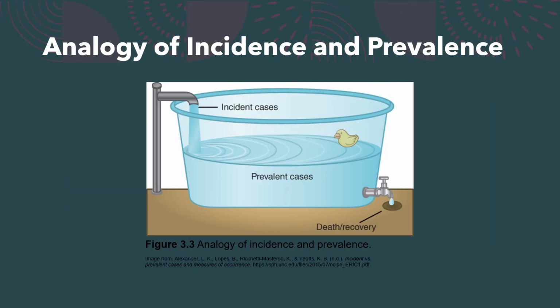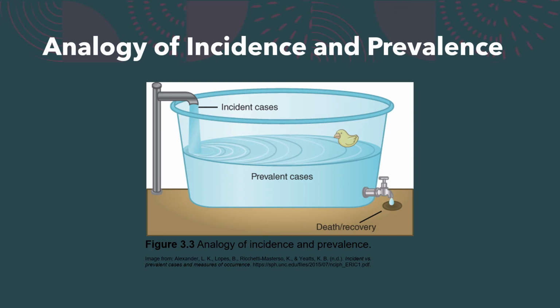So we can think of incidence and prevalence as filling a bathtub, where incident cases are the new cases being added to the total. Prevalent cases are the ones that are existing, and people who either recover from the disease or who die from the disease are then removed from the equation, right?